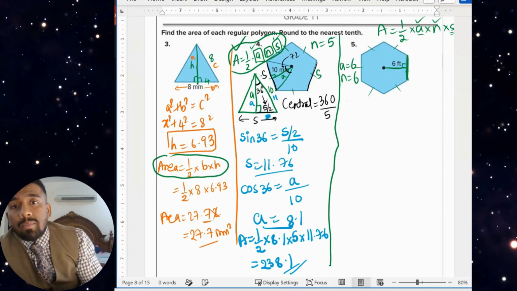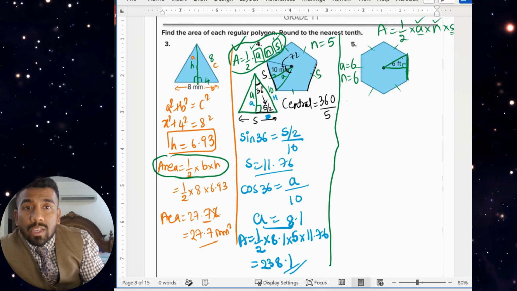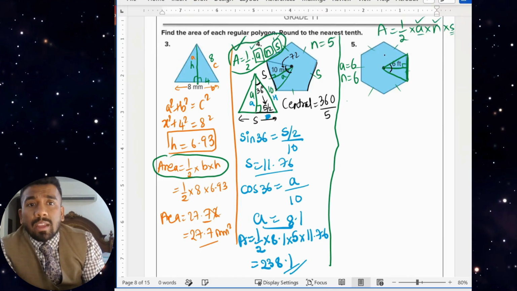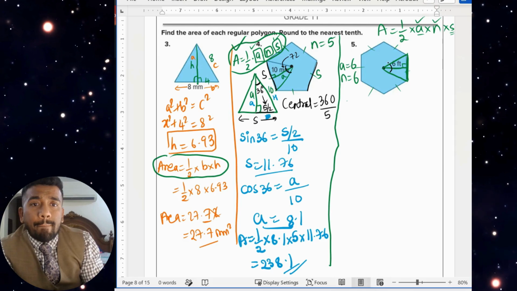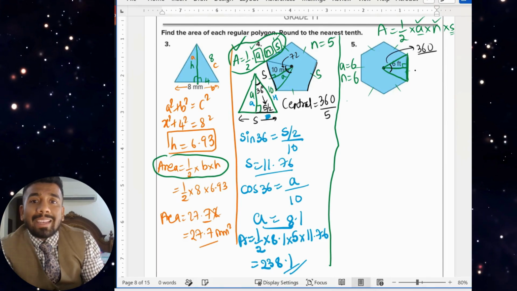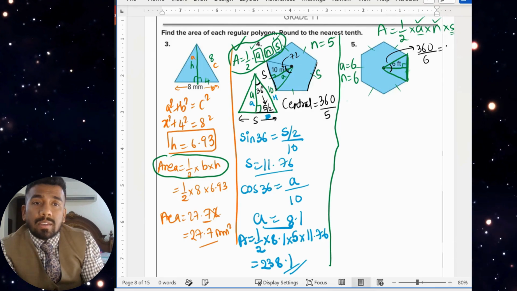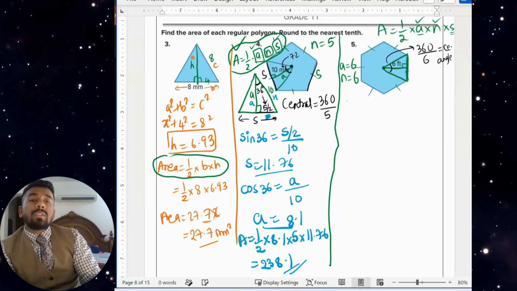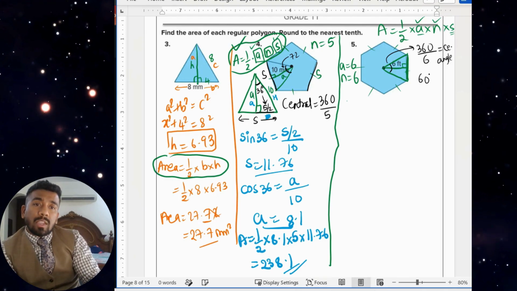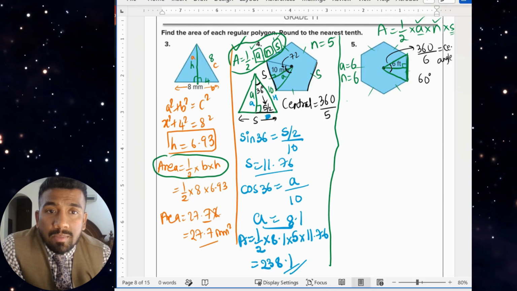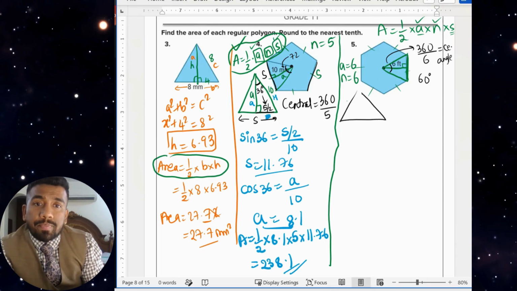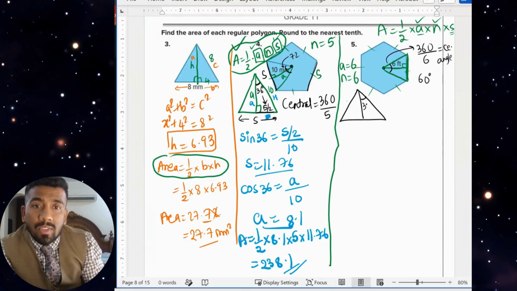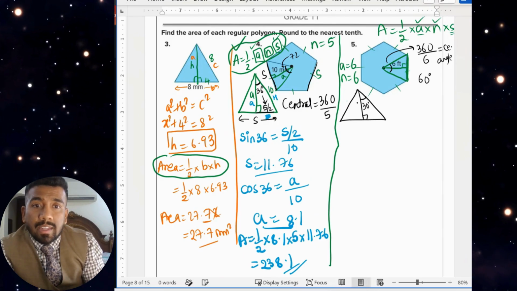Now how do you find it? Same method. First step, find the central angle. This is the central angle. How do you find it? 360 divided by the number of sides. The number of sides is 6, so 360 divided by 6 gives 60 degrees. Same triangle, I'll draw it over here. This entire thing is 60 degrees, so how much will be half? 30 degrees. This is 30 degrees, this is 90, this is 6.